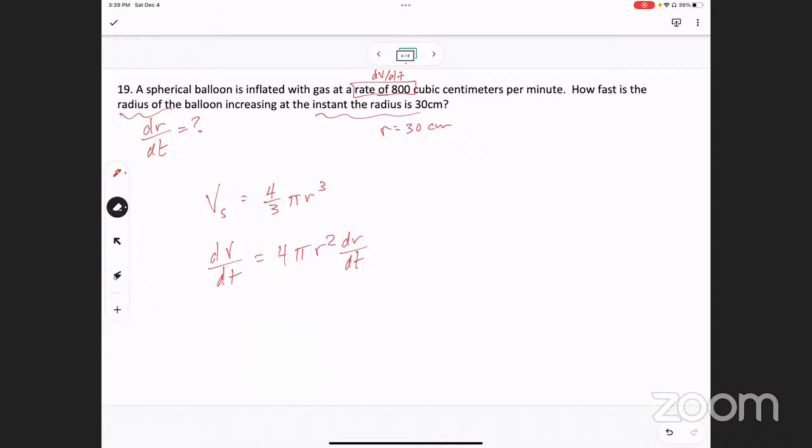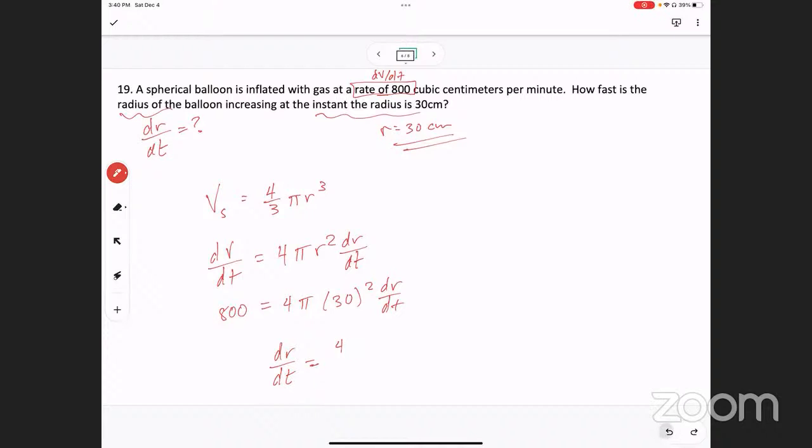Yeah. Okay. So now dv dt is 800. 4 pi r squared, they're saying at the instant when r is 30. So I plug in 30 and dr dt. Yeah. So that's your answer. So the dr dt is just... Whatever. I'll do that real quick. Yeah, 30 squared is 900, right? Okay. Then times 4. 4 pi 30 squared.